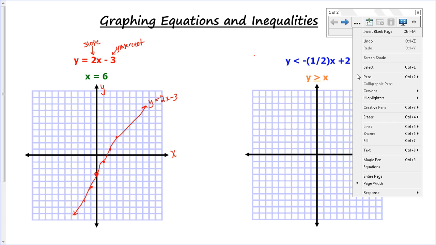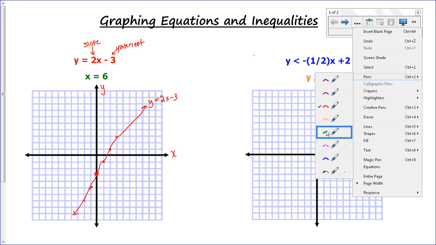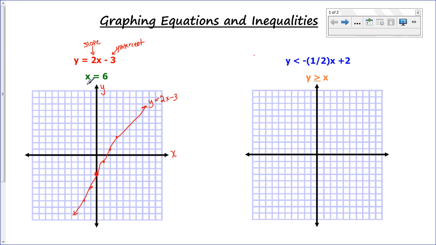Now the x equals 6, though, is a little weirder. This isn't a y equals. And if it's not a y equals, you either want to turn it into a y equals, which we can't because there's no y, or just figure out what it means. So x equals 6 means find all the points where x is 6.